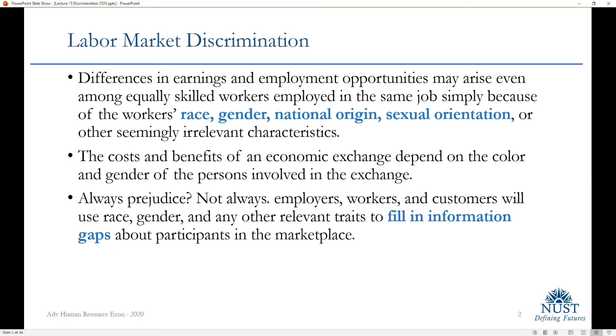And it's not always prejudice. A prejudice would mean that I, for example, do not like blacks, so I will give them less pay. That would be the definition of prejudice. But it could also be a signal. It could also be information to fill in the information gaps.